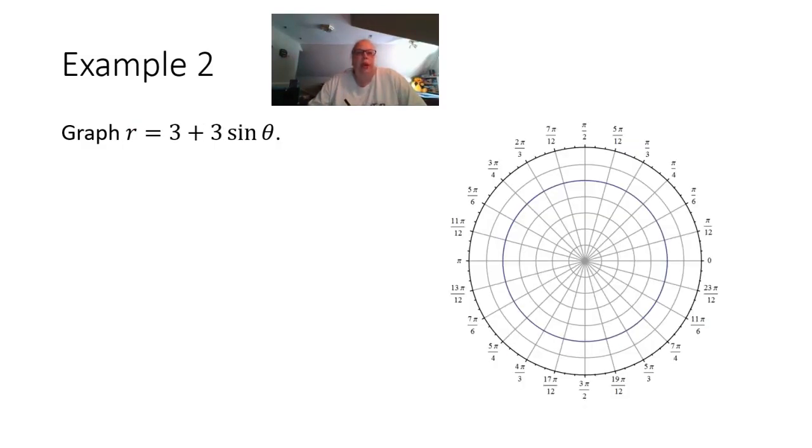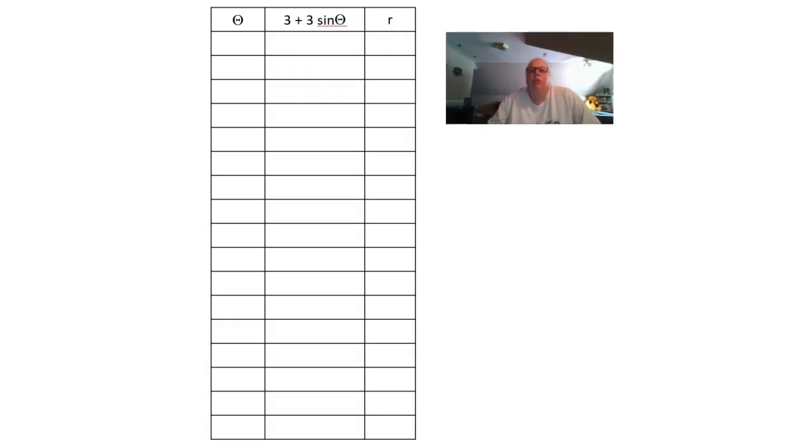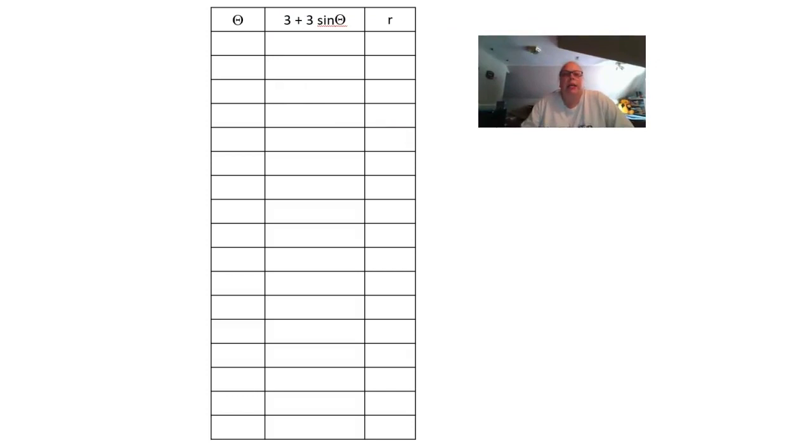Example 2, graph r is equal to 3 plus 3 times the sine of theta. All right, we'll come over here to another sheet, and what we're going to do is make another chart. And again, down the side here, I'm just going to list all of the angles from the unit circle. So let's do that.